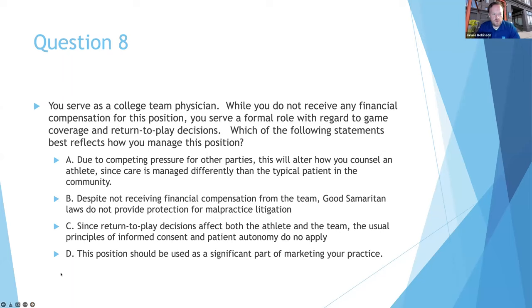Question 8: you serve as a college team physician. While you do not receive any financial compensation for this position, you serve a formal role with regard to game coverage and return-to-play decisions. Which of the following statements best reflects how you manage this position?